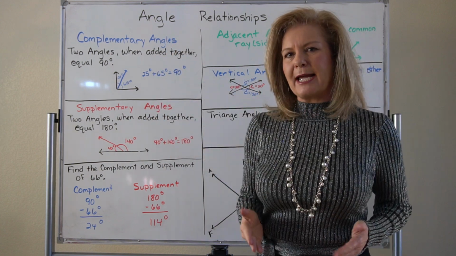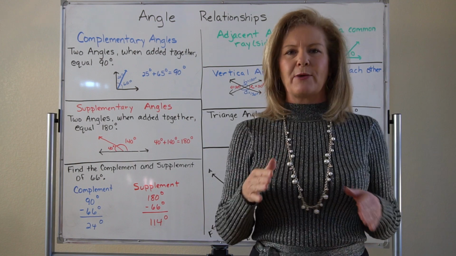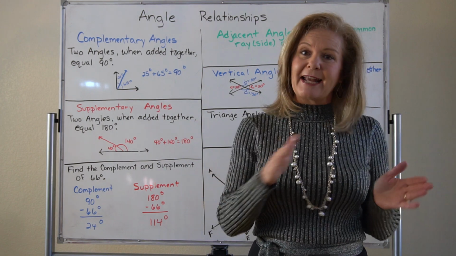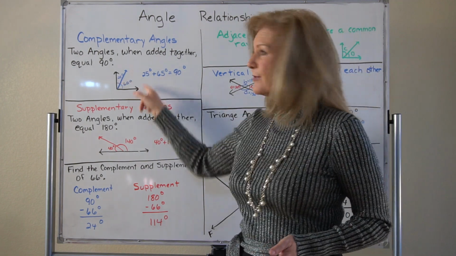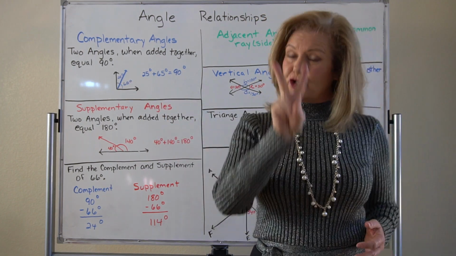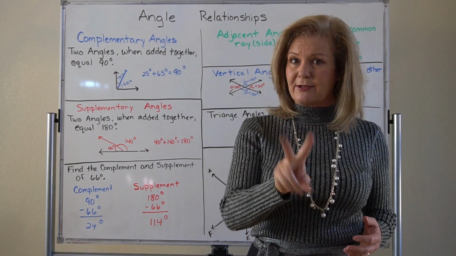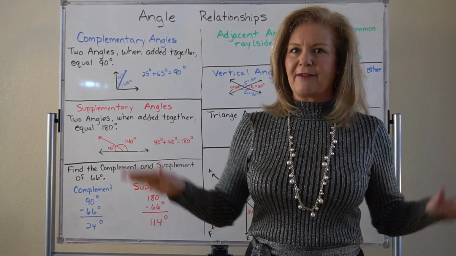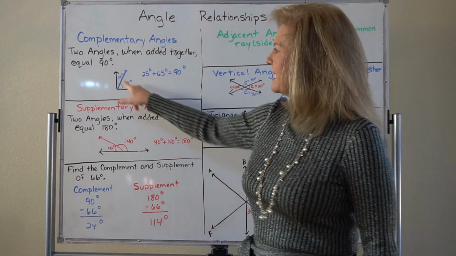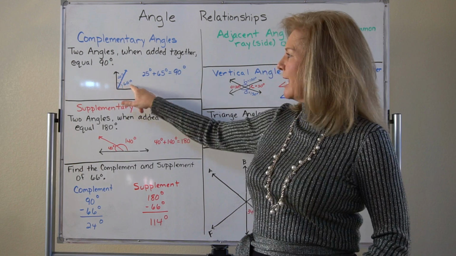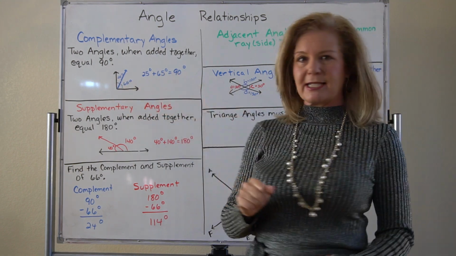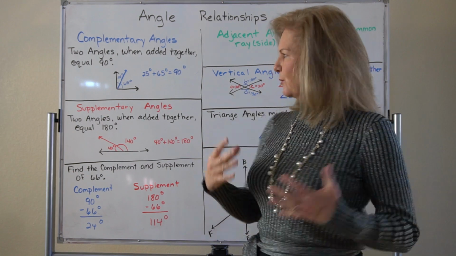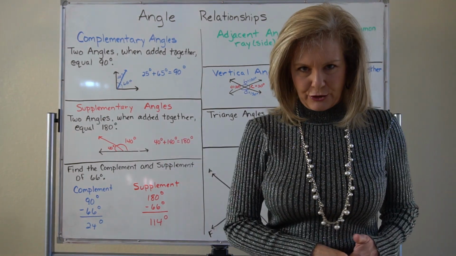Now, complementary angles are just two angles that when you add them together, they always equal 90 degrees. Now, the angles do not have to be side by side. They do not have to be touching. As long as you take just two angles, and it can only be two angles, if their sum is 90 degrees, then those two angles have to be complementary angles. So here's an example. I have a 25-degree angle and a 65-degree angle, and when I add those together, they equal 90 degrees.